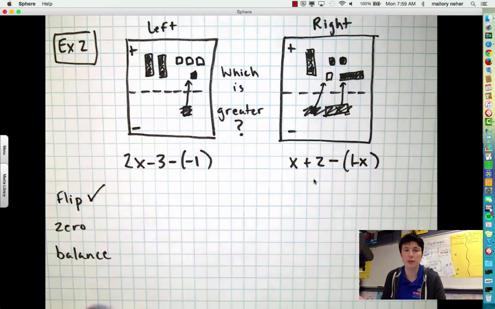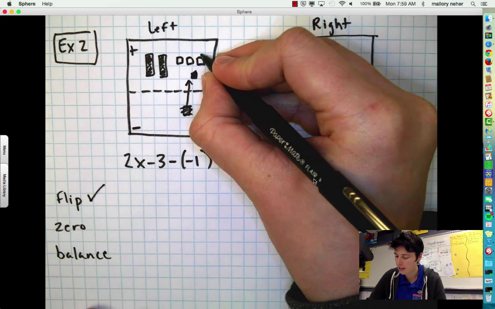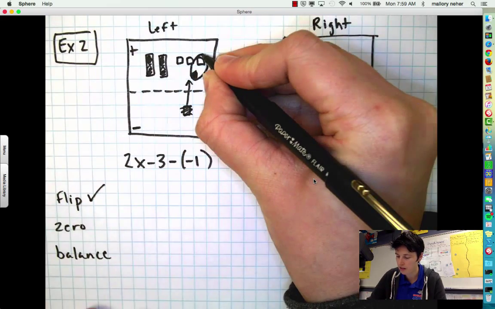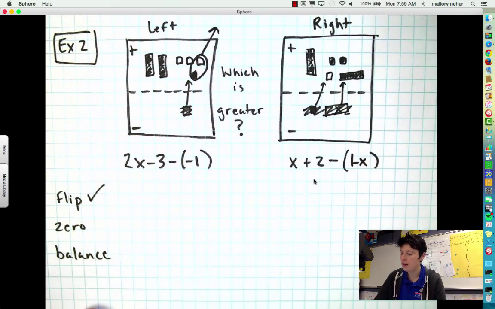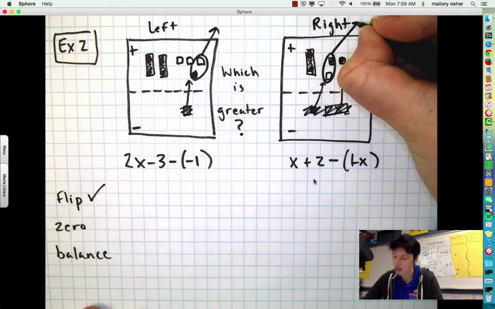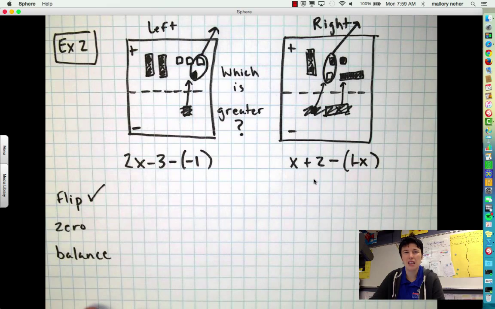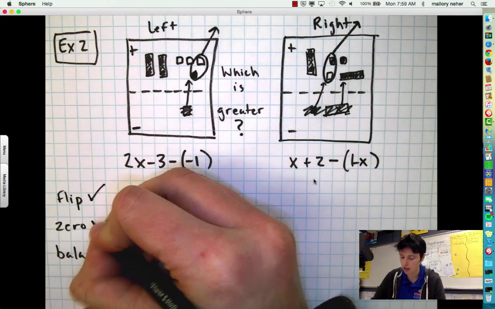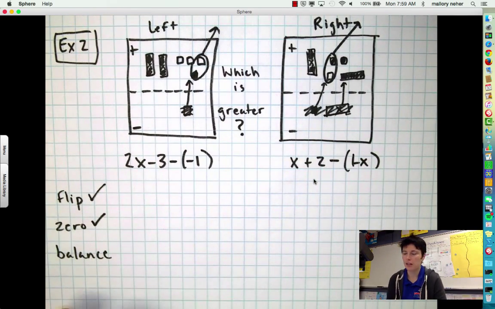Let's do my 0 move. So what do I have for 0 pairs? Well, on the left side, I definitely see a 0 pair here of these units that I can get off the mat. On the right side, I definitely see these 0 pairs that I can get off the mat. I think that's all I see though, so 0, check. Let's move on to balance.